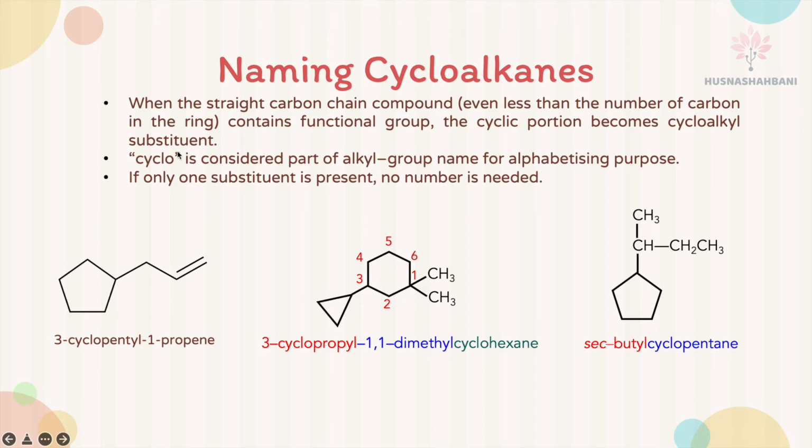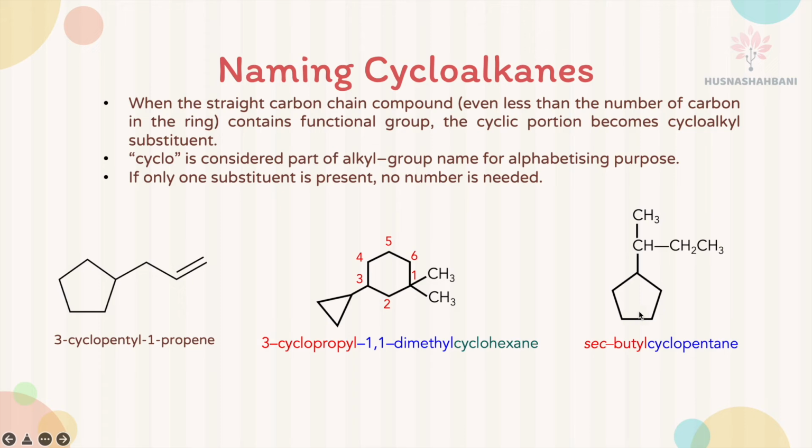a cyclopentyl substituent. Cyclo is considered part of the alkyl group name for alphabetizing purposes. For example, when you have the parent cyclohexane, the substituents for this compound are cyclopropyl and dimethyl. When we arrange in alphabetical order, for methyl we look at M, not di, and for cyclopropyl we consider the C. Cyclo is considered part of the alkyl group name. So C first and then M. That's why the name is 3-cyclopropyl-1,1-dimethylcyclohexane.